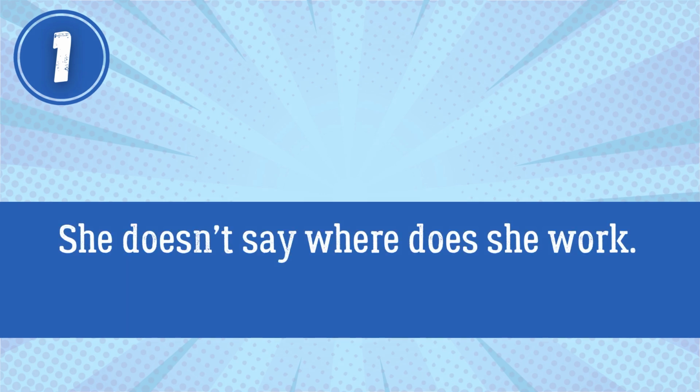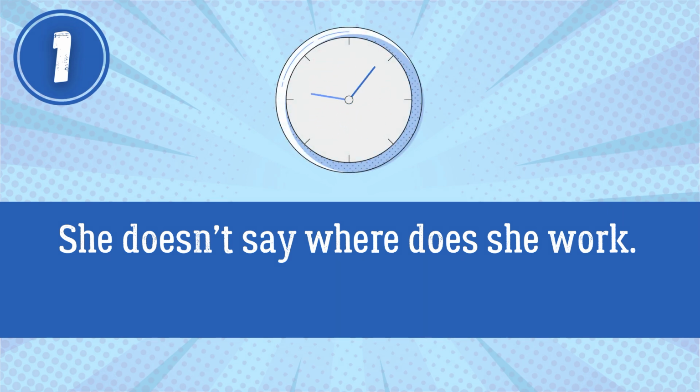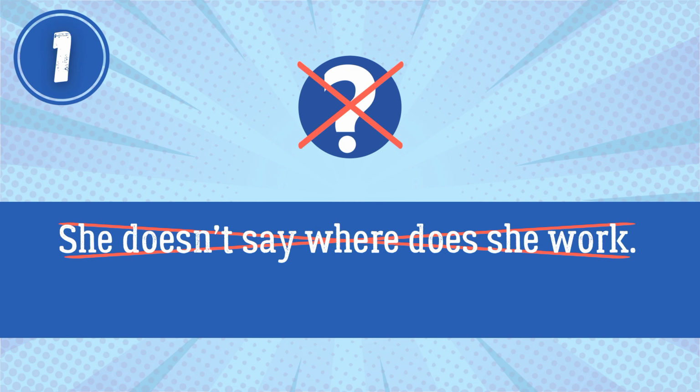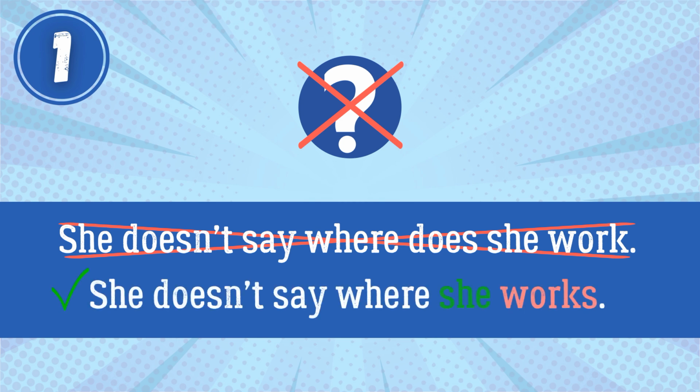How about this sentence? She doesn't say where does she work. Is it correct? Take a moment to think. And the answer is no, it's not correct. Since this sentence is not a question, the standard word order should be used. So, the correct sentence should be, she doesn't say where she works. I hope you got it now.